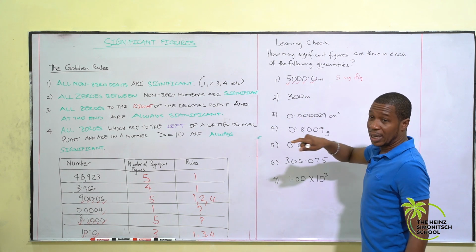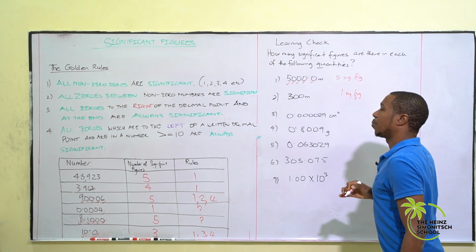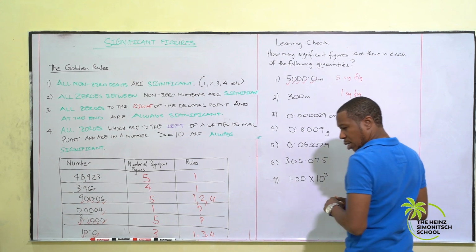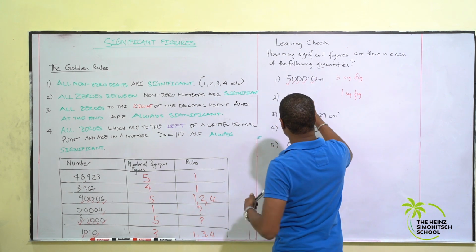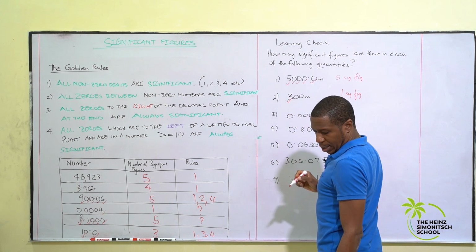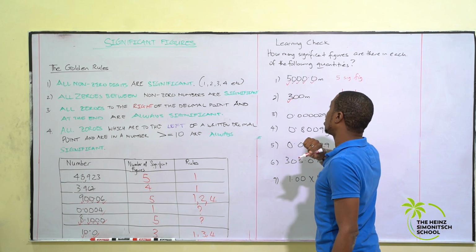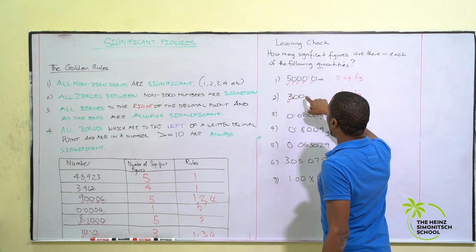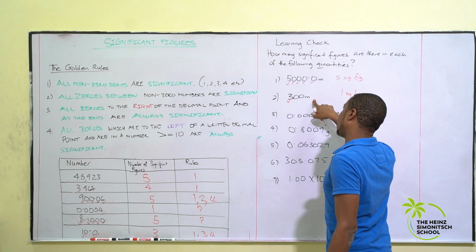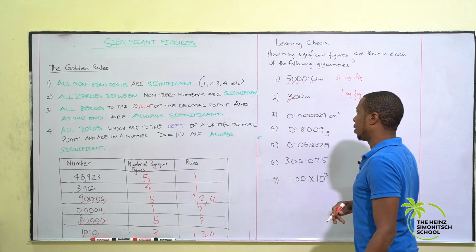Now this one has only one significant figure. Why? Because of course 3 will be a significant figure because it's a non-zero digit. But these zeros are actually not significant because they are not a part of a decimal. So we only have one significant figure there.